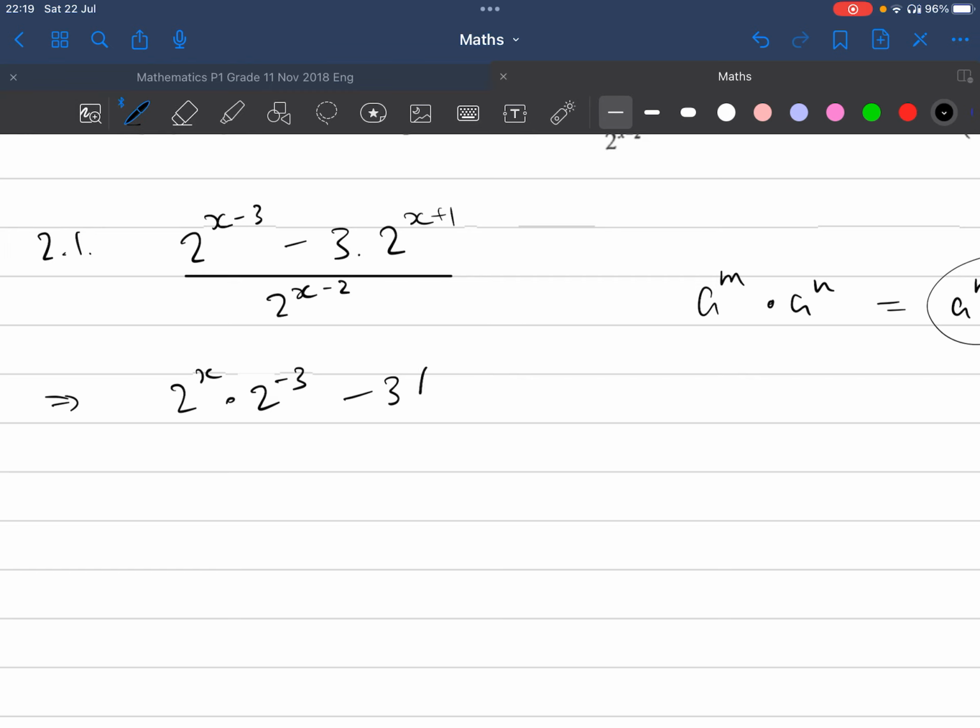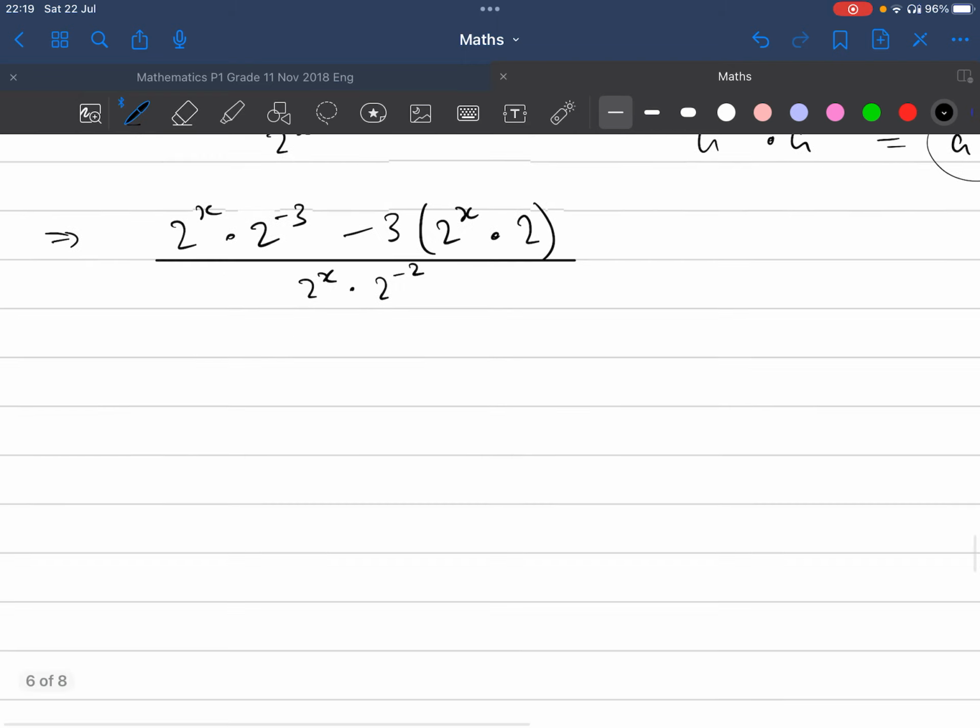So now I can say 3 times 2 to the x times 2 to the 1. And remember, 2 to the 1 is the same as 2. The reason these are going in brackets is because remember this 3 was multiplying the whole 2, so now it has to multiply each of those. Now I can break up the bottom one as well. So 2 to the x and 2 to the minus 2.